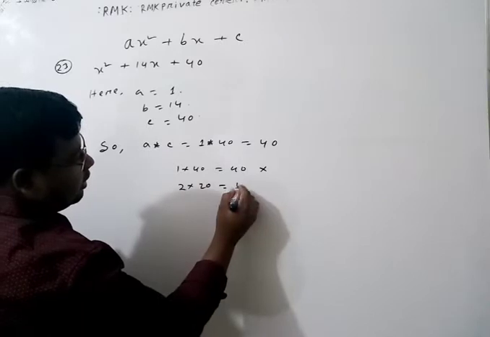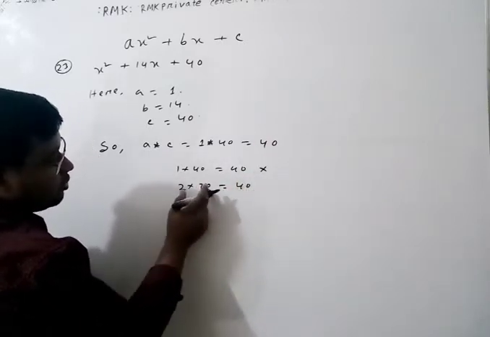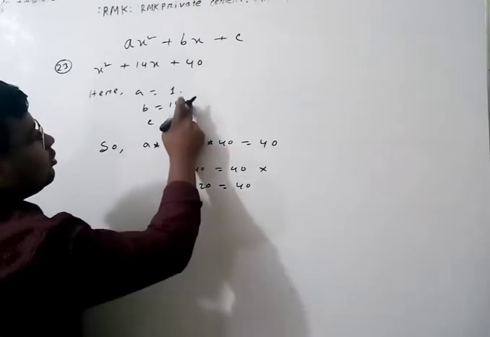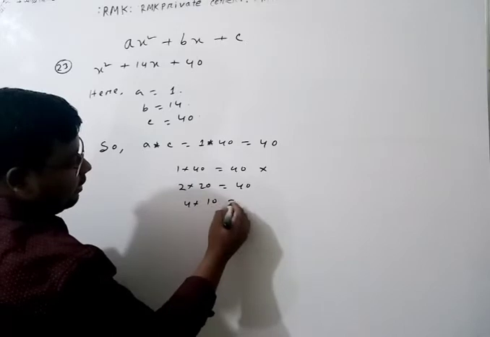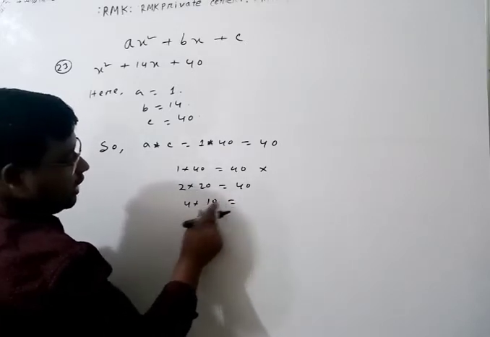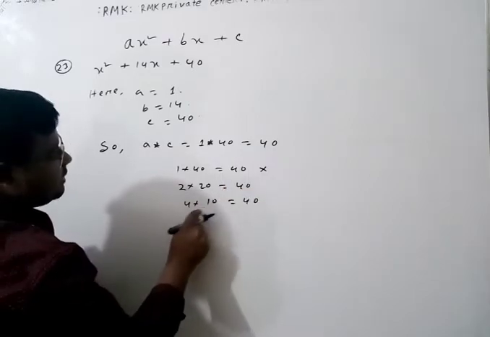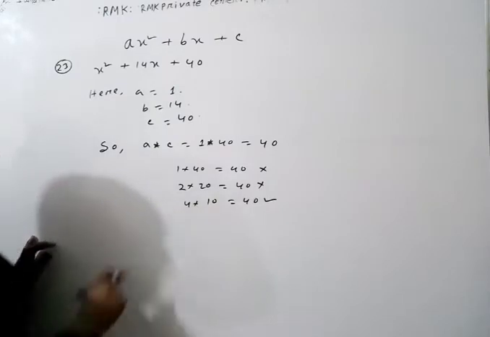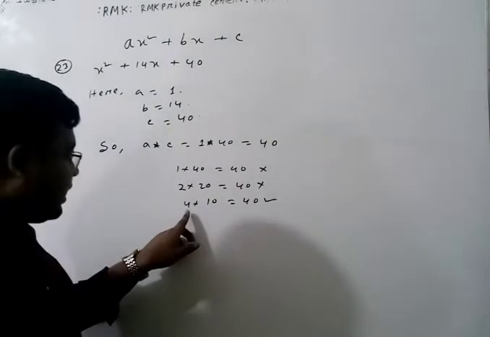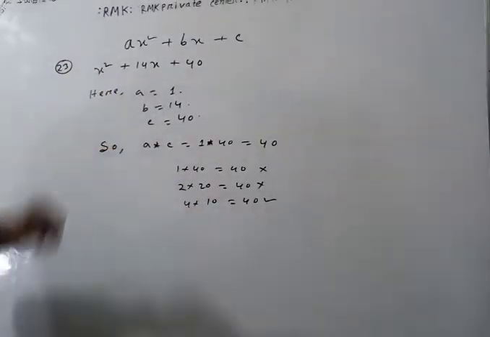It is equal to 40. The multiplication is 40, but the sum of the numbers 20 plus 2, 22, is not equal to 14. So you can't take this. Take 4 into 10. Look at my students. 4 into 10 means 40. This is exactly equal to 40, and 4 plus 10 is exactly 14. That is your required numbers. The numbers are 4 and 10. So you just resolve into factors.